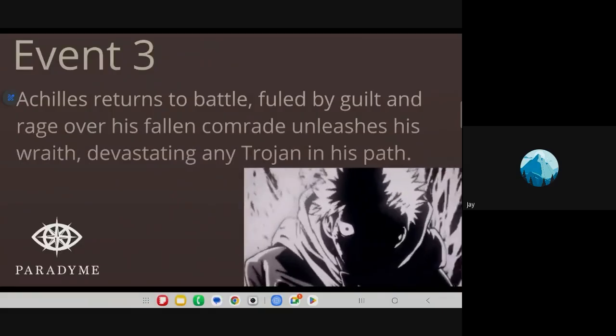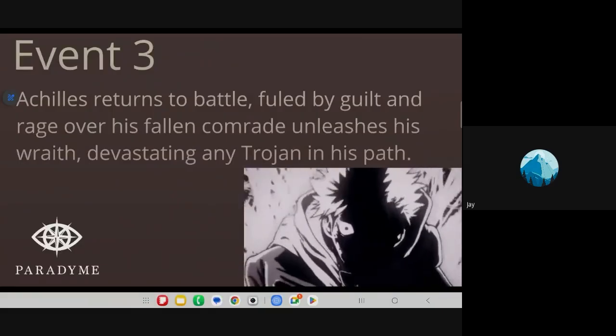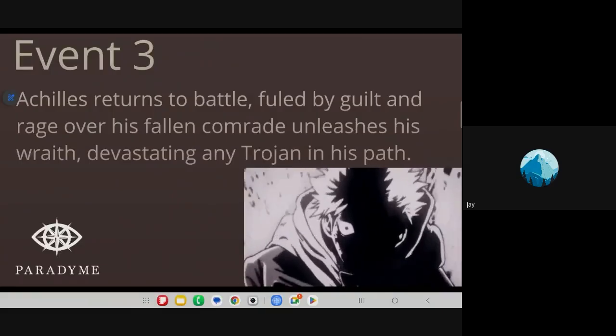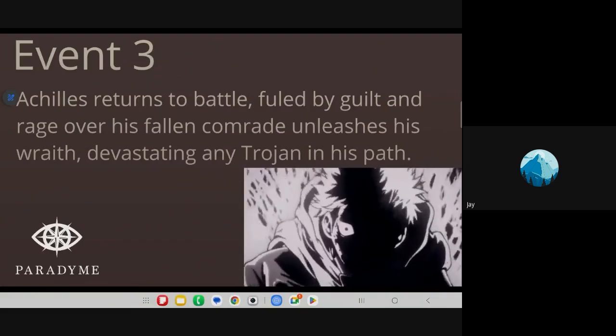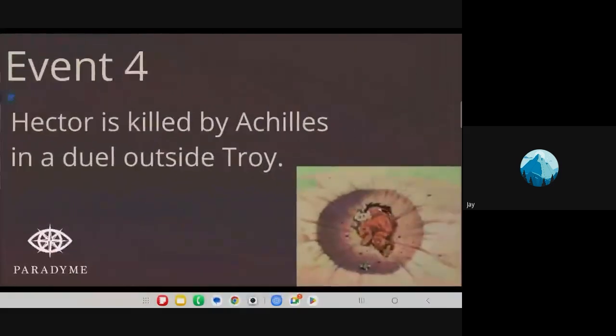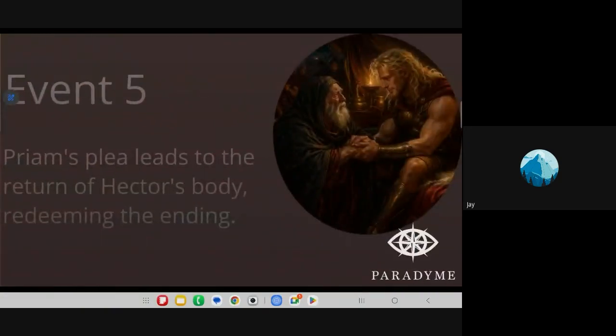Achilles returns to battle, fueled by guilt and rage over his fallen comrade, and unleashes his wrath, devastating any Trojan in his path. Hector is killed by Achilles in a duel outside Troy. Priam's plea leads to the return of Hector's body, redeeming the ending.